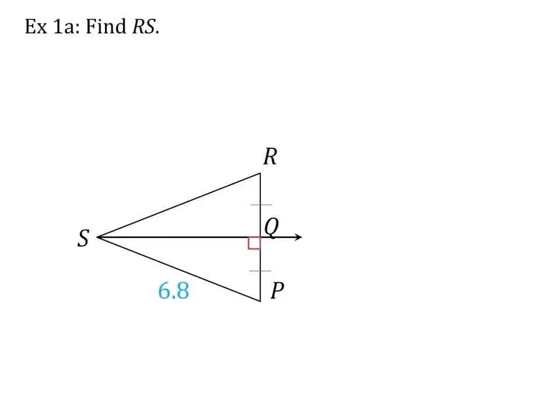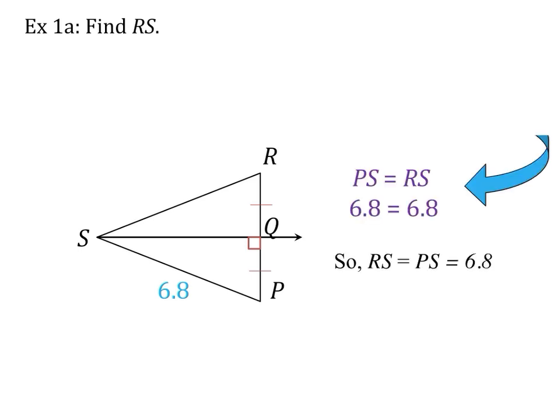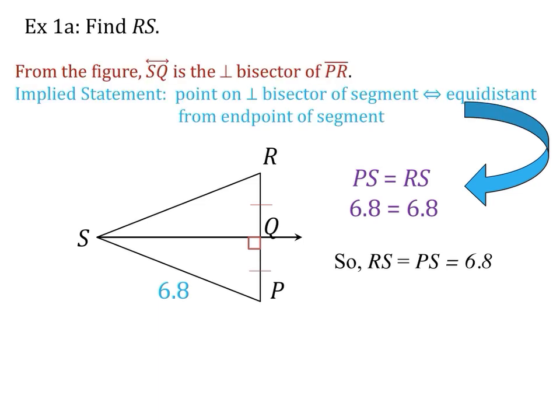All right, let's use this theorem to find the length of RS. From the figure, line SQ is the perpendicular bisector of segment PR. Because of our implied statement that a point on a perpendicular bisector is equidistant from the endpoints of the segment, we can conclude that PS is congruent to RS. So these two segments are congruent, which means if PS is 6.8, then so is RS.